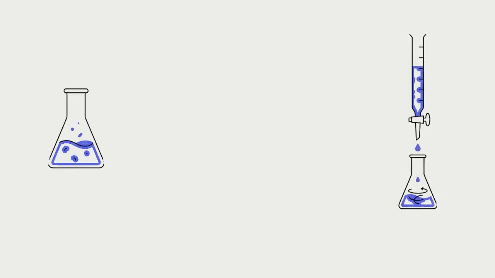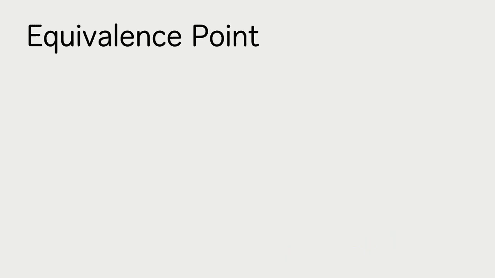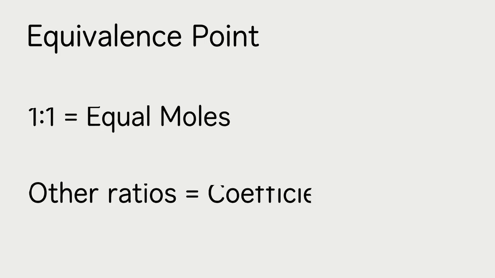During a titration, you measure a fixed volume of the analyte and place it in a flask. Then you slowly add the titrant from a burette. As the titrant is added, the two substances react according to a balanced chemical equation. At one specific point, called the equivalence point, the reactants have been mixed in the exact mole ratio required by that equation. For a 1-to-1 reaction, this means equal moles. For other reactions, the ratio comes directly from the coefficients in the balanced equation.